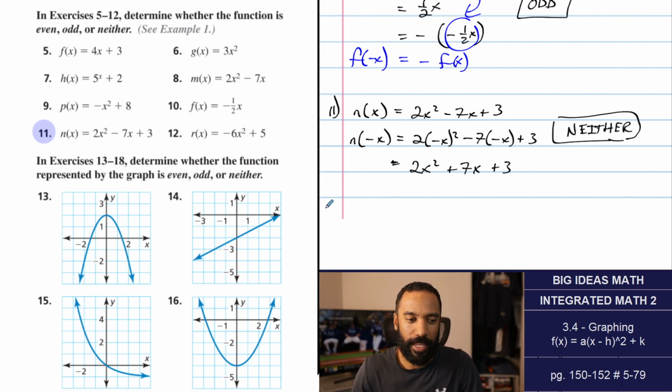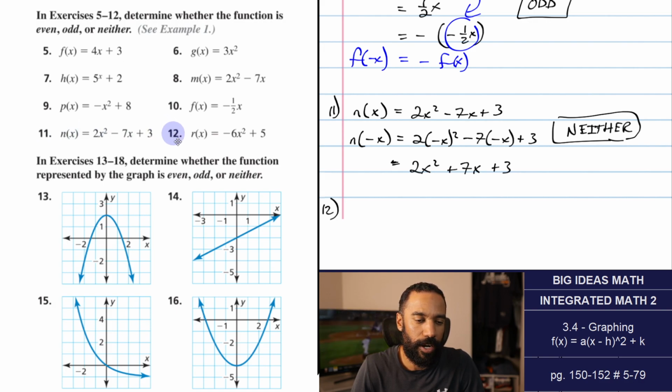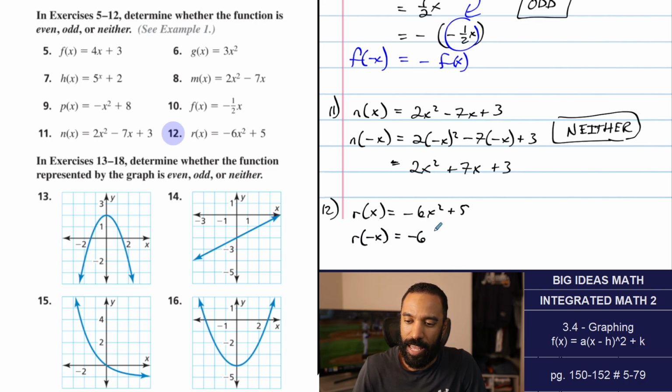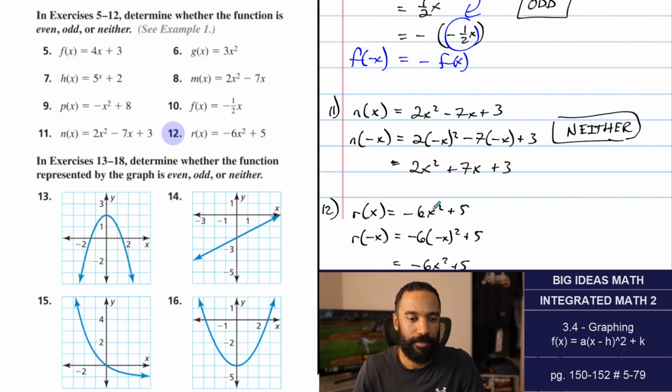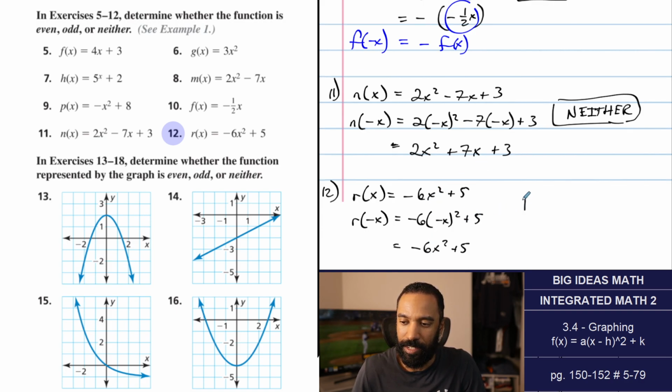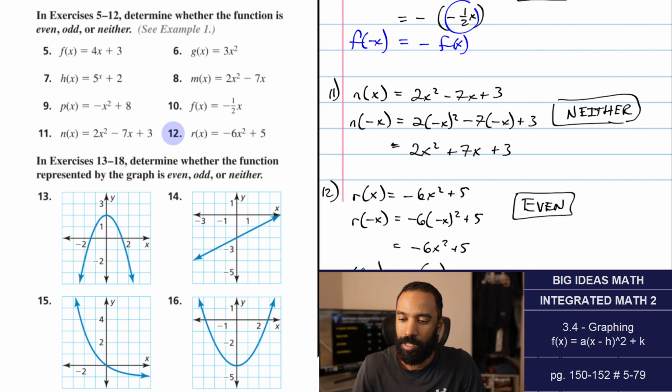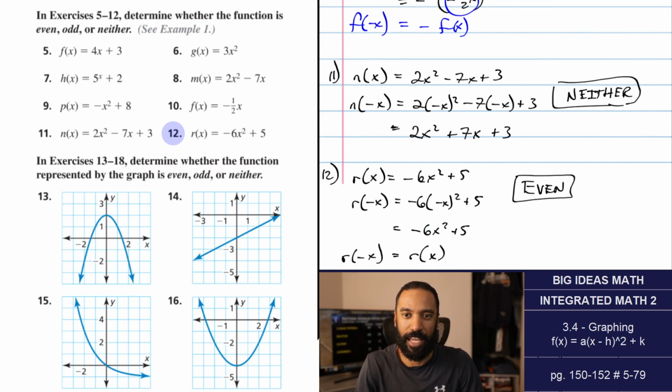And one more, as I'm running out of room down here at the bottom of the barrel, number 12. R of x equals negative 6x squared plus 5. Okay, what's R of negative x? That is negative 6 times negative x squared plus 5, or negative 6 times x squared plus 5. They're identical. This makes an even function. Let me write that. Equals R of x. So they are the same when you plug in the negative or positive there.